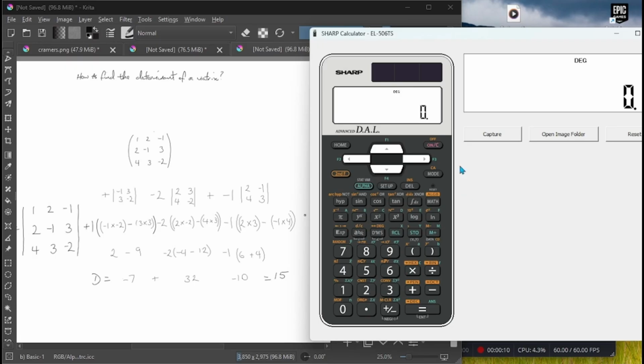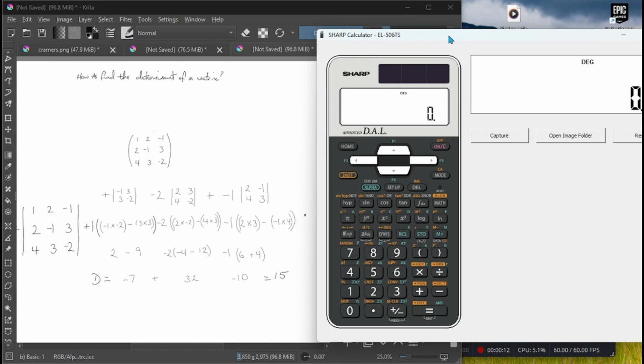Okay guys, welcome back. In this video, I'll be showing you how to calculate the determinant of a matrix using a scientific calculator. Here I'll be using the Sharp Advanced DAL because it's the most popular calculator in my region, you could say. But it usually works the same with other calculators once you understand the functions.